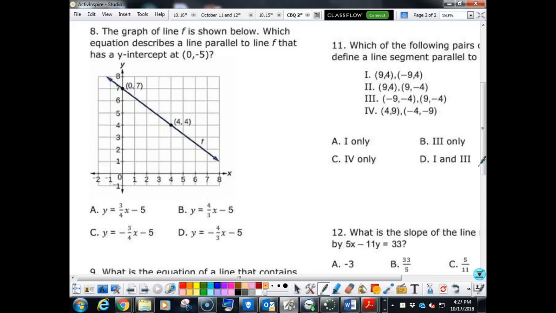Okay, so the graph of f is shown below. Which equation describes a line parallel to line f that has a y-intercept of 0, negative 5? Okay, so they give me this equation, right? And my line is parallel to this one, except mine has a y-intercept of negative 5. So remember, parallel, same slope. So I need to figure out what the slope is. I want to get from this point to this point. So I would go down 1, 2, 3, so that's negative 3. And then I would go over 1, 2, 3, 4. So negative 3 over, not 3, that should be 4. Negative 3 over 4.